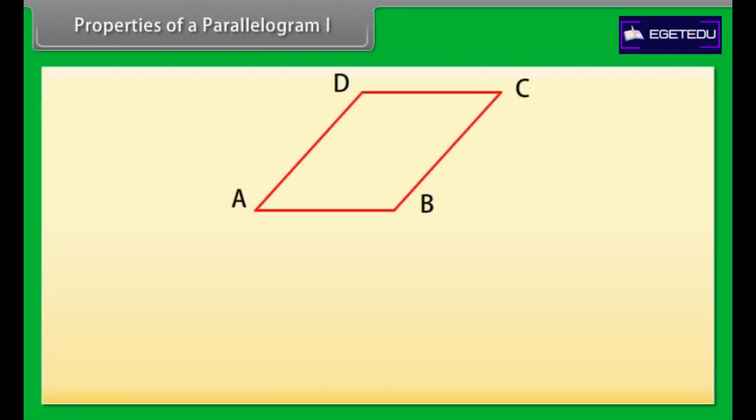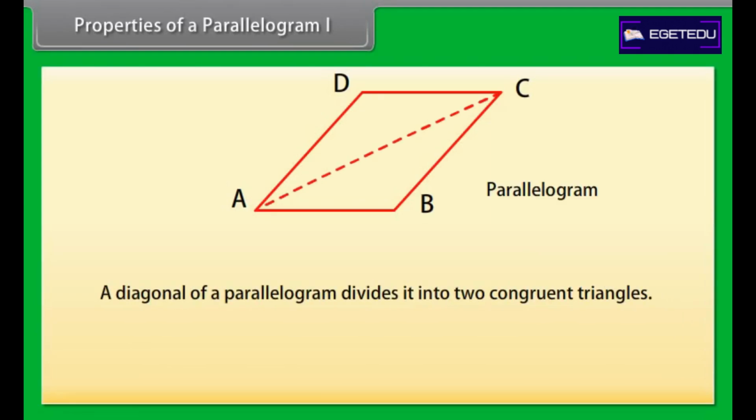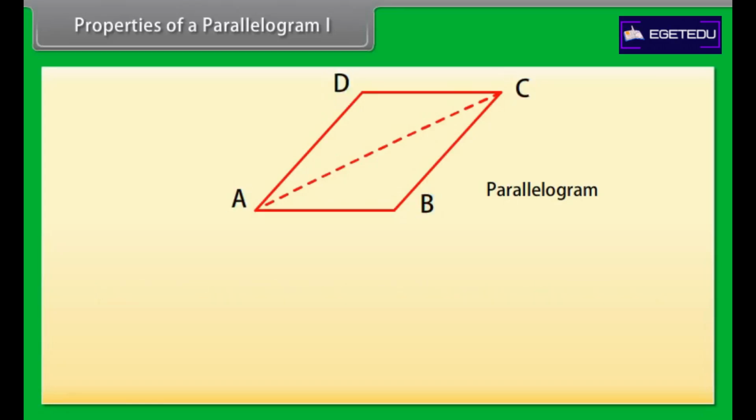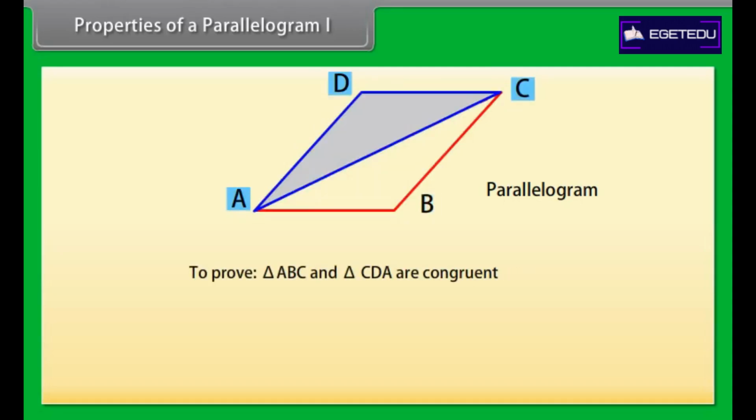Properties of a parallelogram 1. The property of a parallelogram says that a diagonal of a parallelogram divides it into 2 congruent triangles. Let's prove this theorem. Let ABCD be a parallelogram and AC be a diagonal. We can see that the diagonal AC divides parallelogram ABCD into 2 triangles, triangle ABC and triangle CDA. We need to prove that triangle ABC and triangle CDA are congruent.